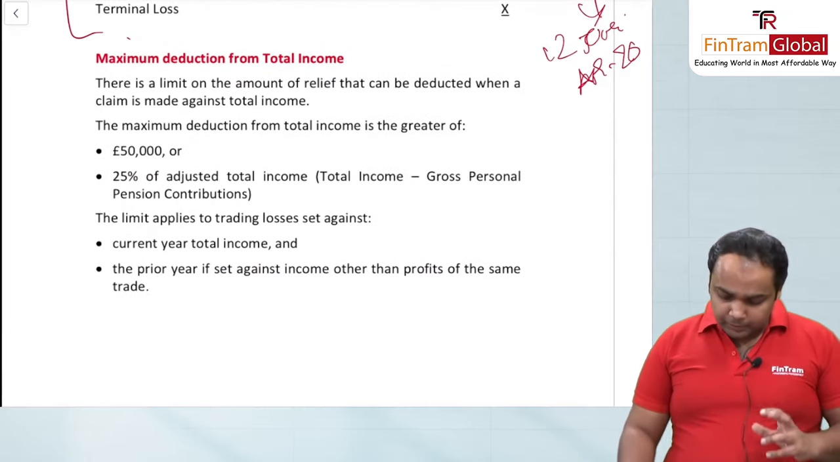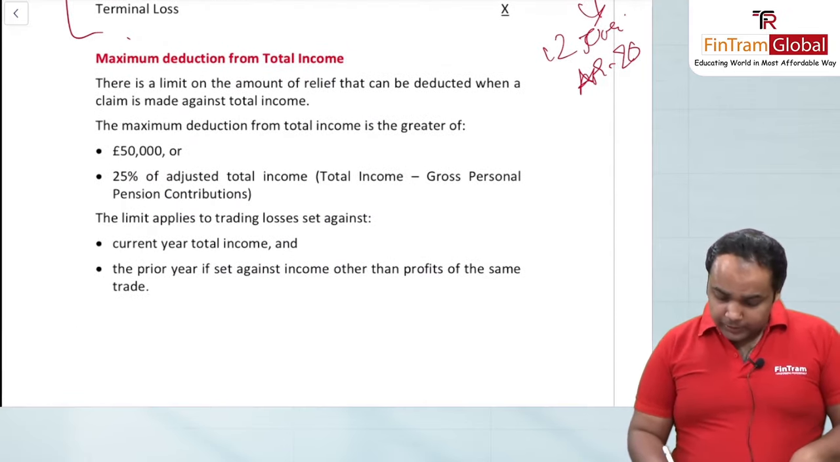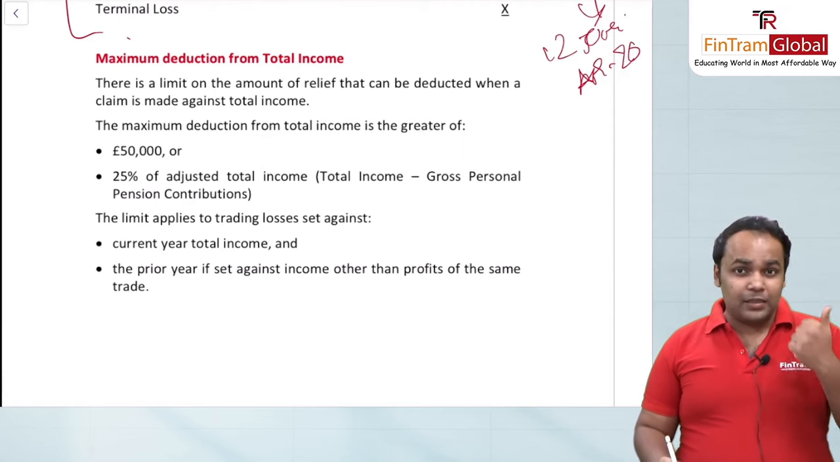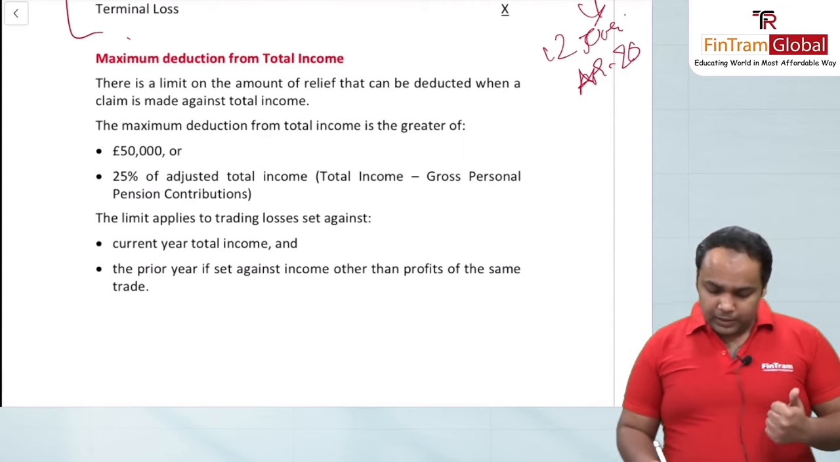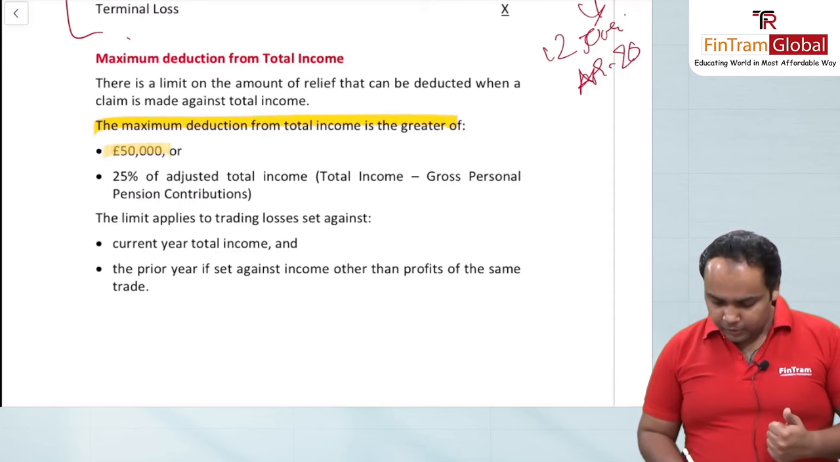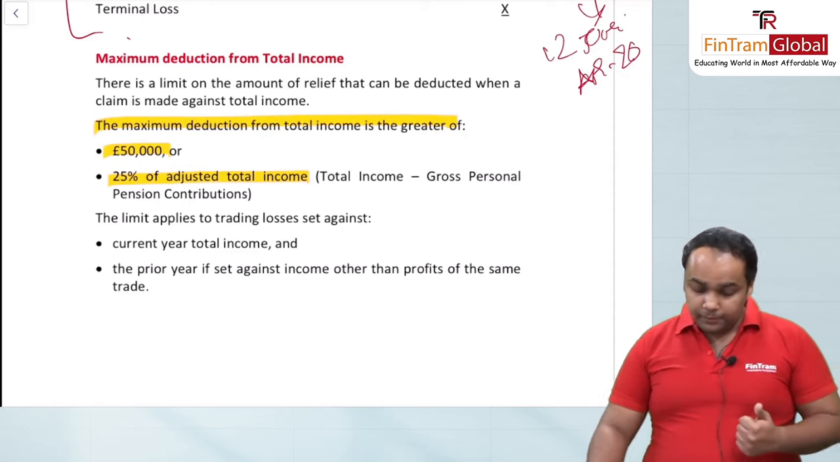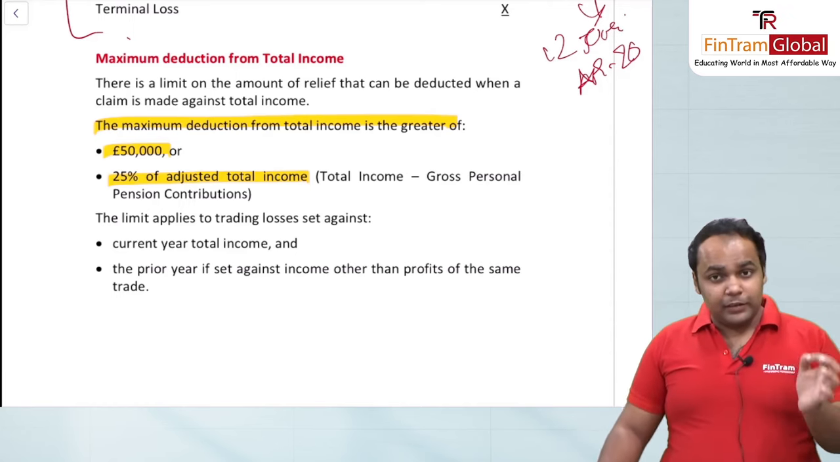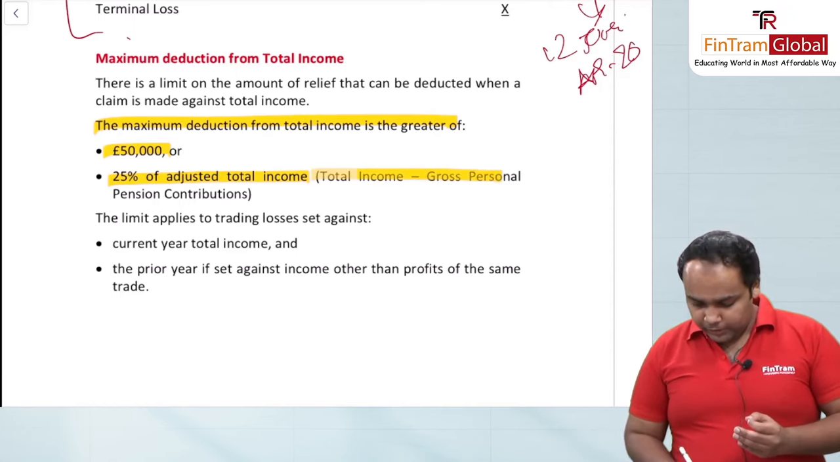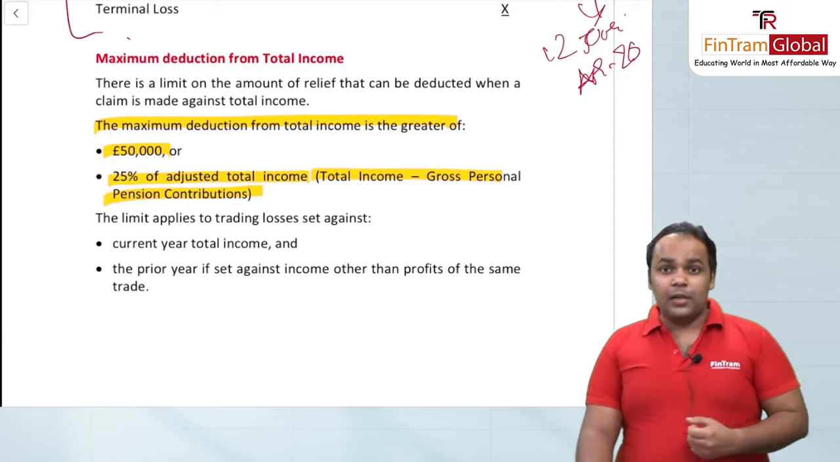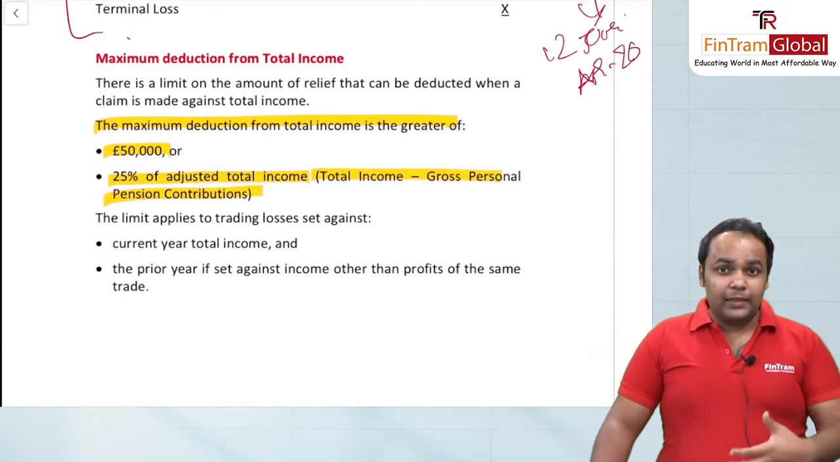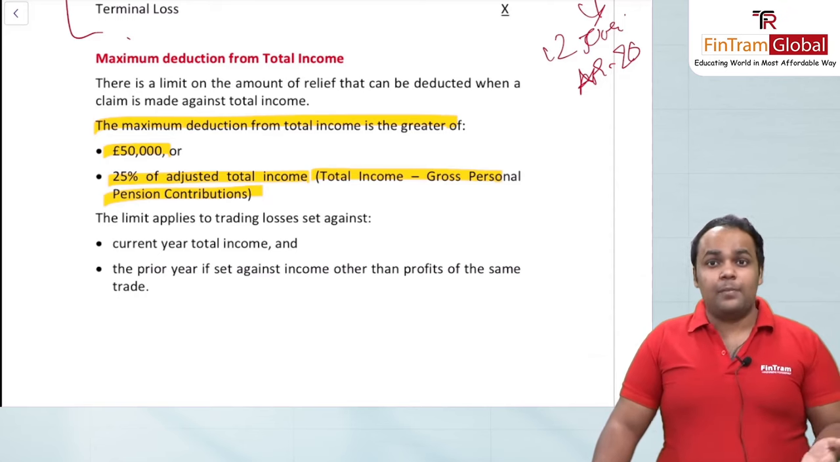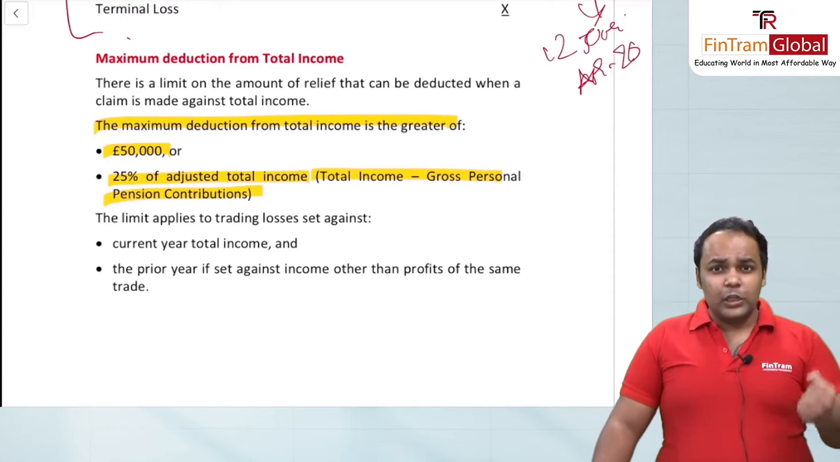There is, of course, a maximum deduction when there is a claim against total income. There is a maximum deduction that can be made, and this is the greater of 50,000 or 25% of adjusted total income. Again, adjusted total income, remember, guys, is calculated differently here: total income minus gross personal contributions. It's important. I would advise that you carry these notes in your exams with you, so you have that reference right before the exam as well.